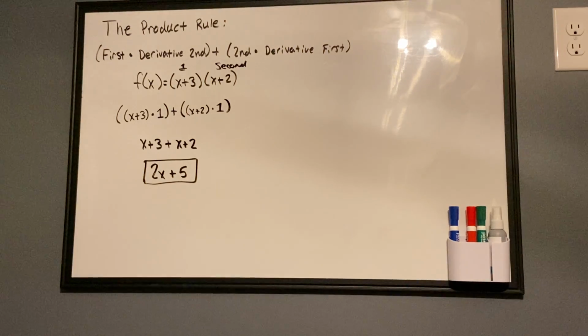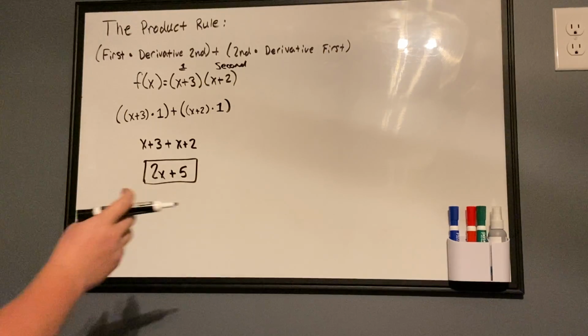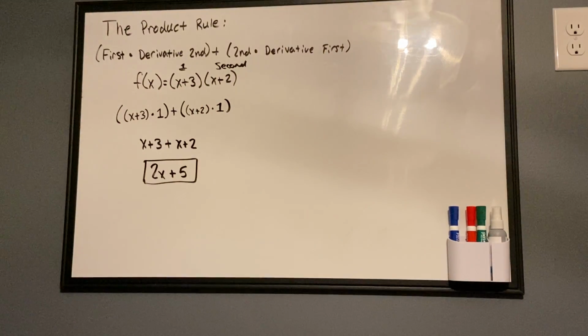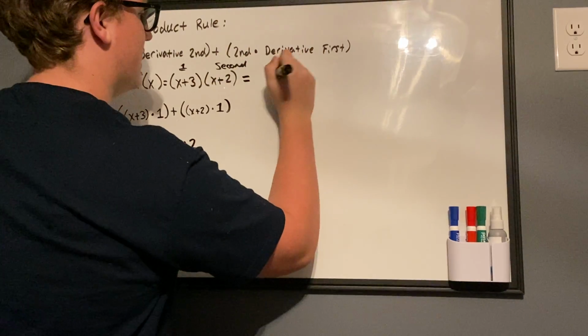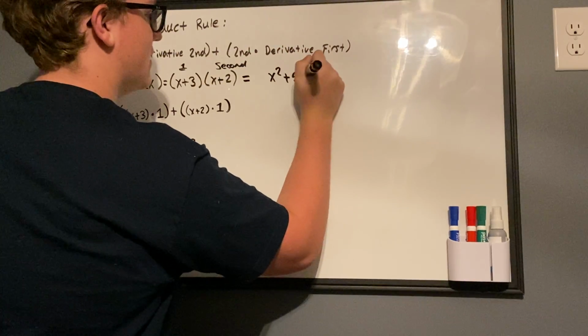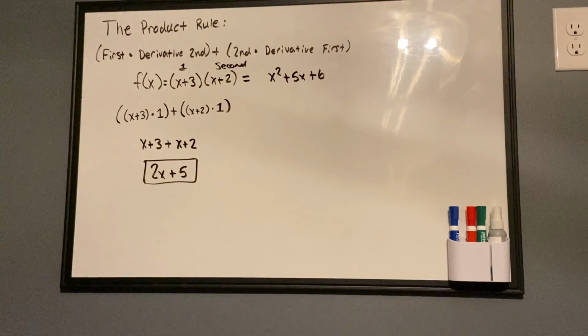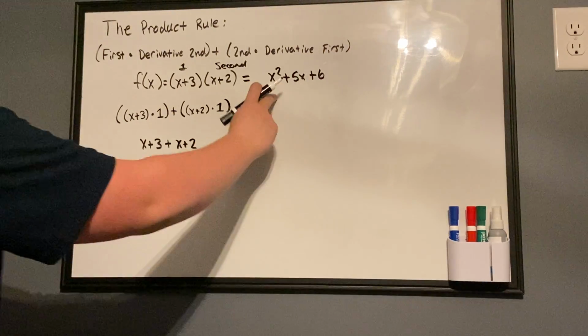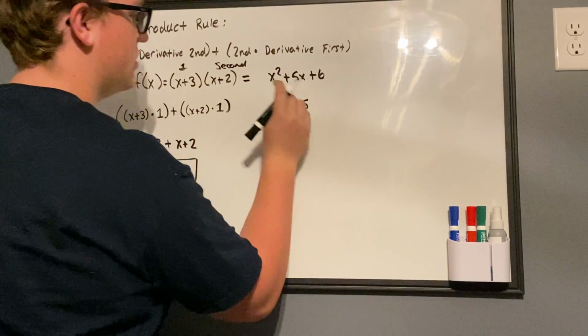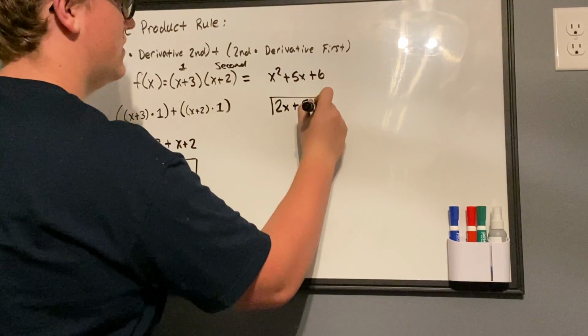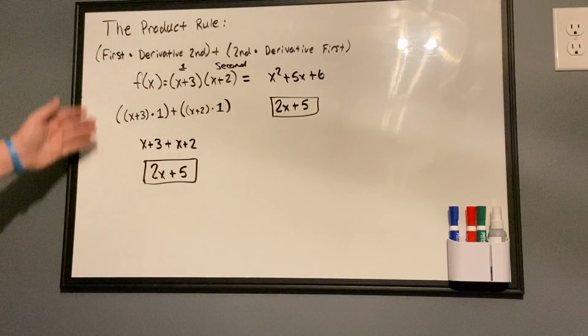Now what some of you are going to notice too is I did something like this in a previous video on the power rule where I just FOILed these together. And you can do that. If we FOIL this out, we're going to end up with x squared plus 5x plus 6. Now we can use the power rule to find the derivative of this. This is just going to be 2x plus 5, just using the power rule here. And you see how much faster that is than doing the product rule.